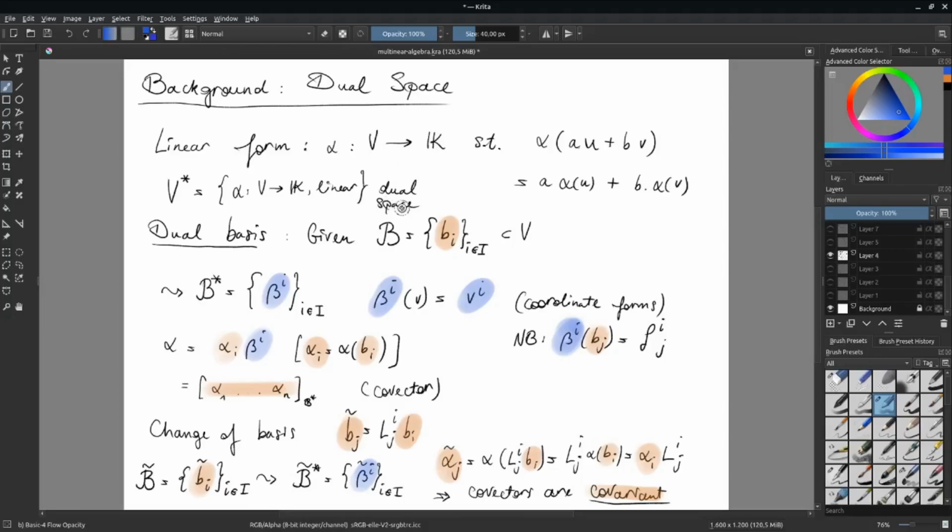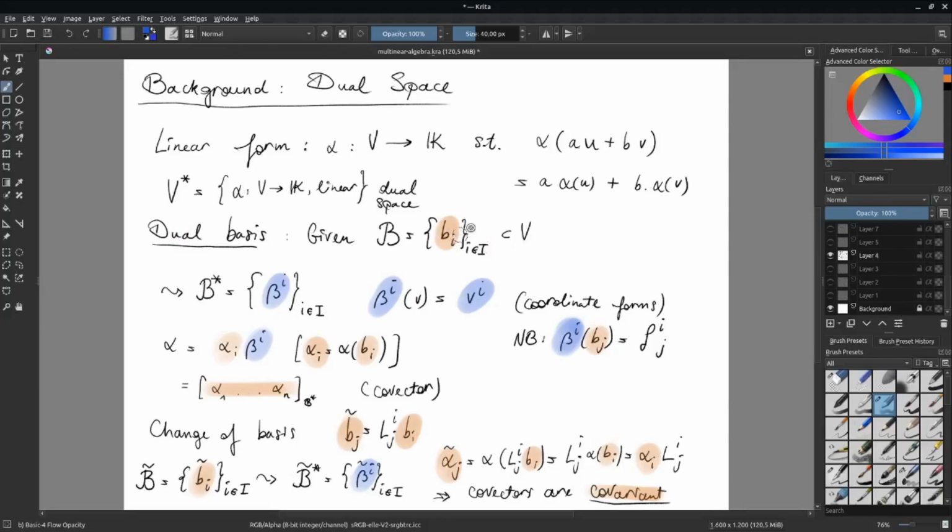It's a vector space called the dual space, and it has some nice properties. In particular, if the vector space has finite dimension, then my dual space has the same dimension. Essentially, it's isomorphic at this point.